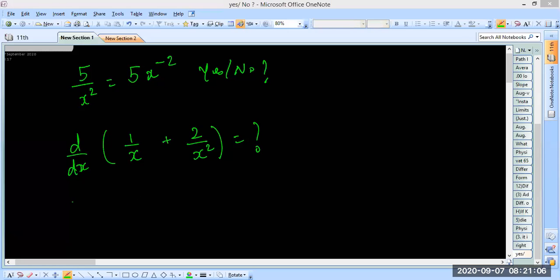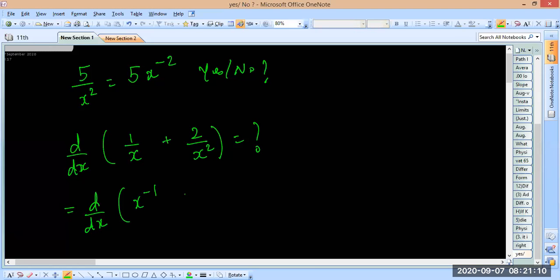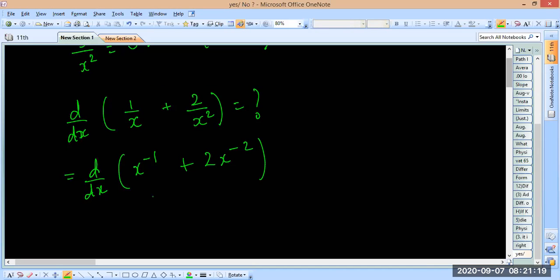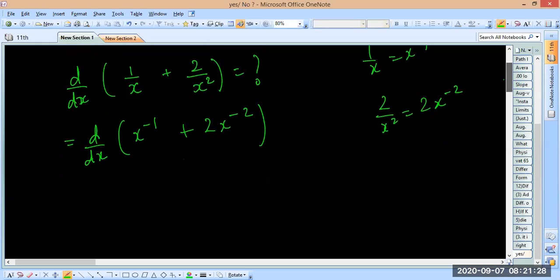Let's see. First of all, you write it as this. All right, no, Ria, that's not right. Because 1 upon x is x raised to minus 1 and 2 upon x squared is 2x raised to minus 2. Now we will use normal rules.